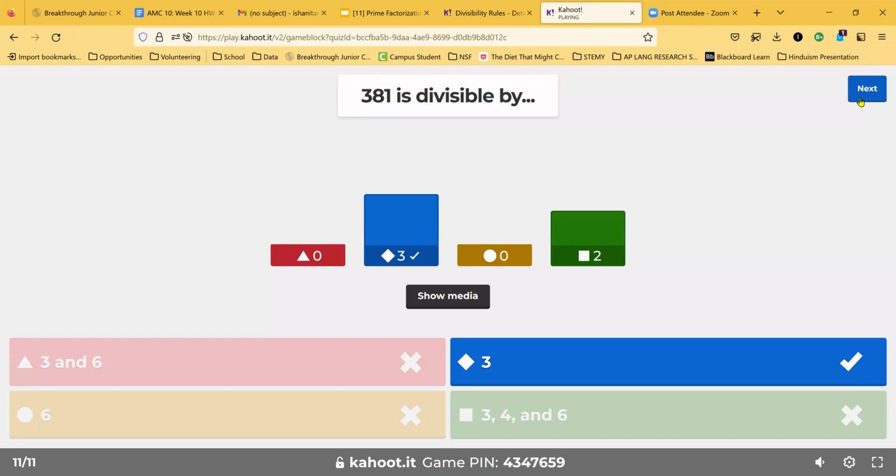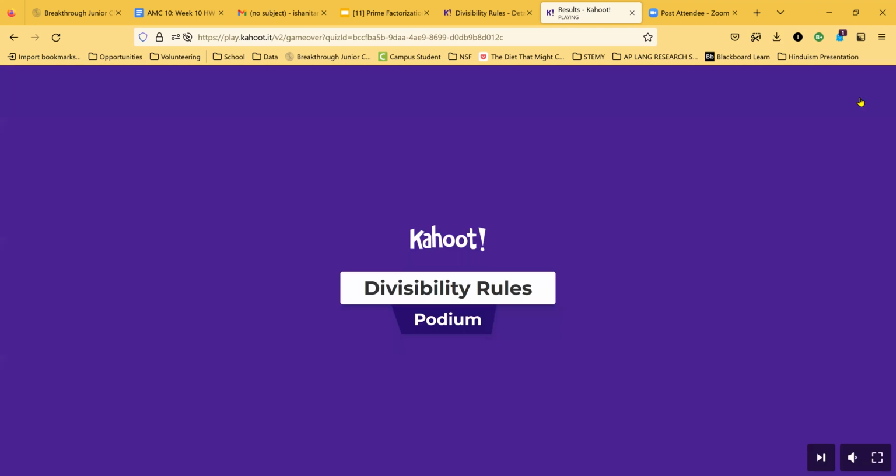Okay, yeah, it is 3. It's not even, so it can't be divisible by any of the other options. So yeah, it is green.